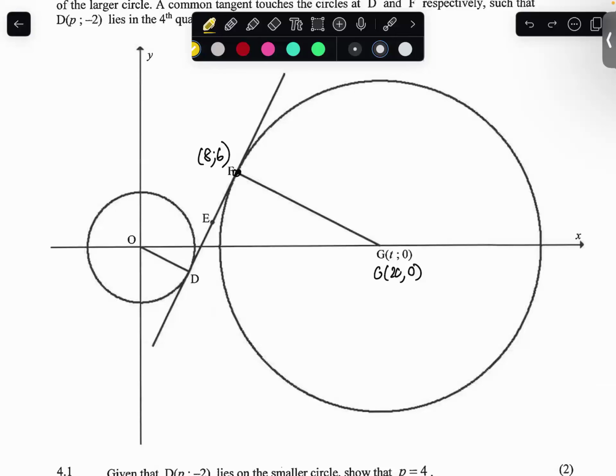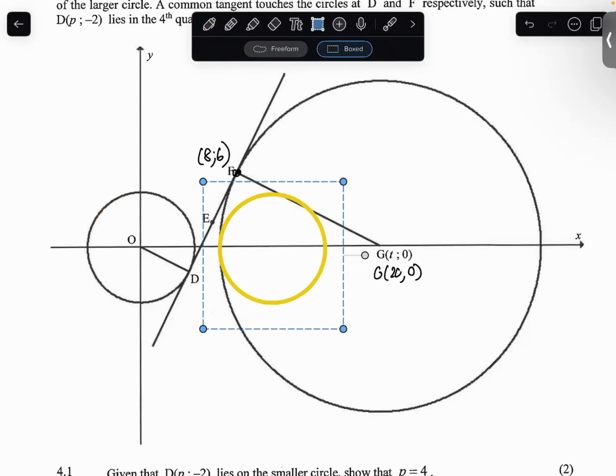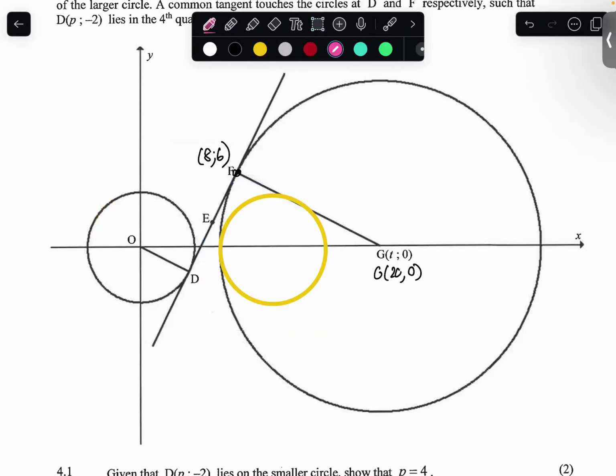I'm going to do this by just brute force. So this is the smaller circle. In order for the smaller circle to touch the bigger circle internally, it needs to move. This point needs to lie on this point, right? So it needs to move like that. That will touch it internally, where this point now moves to that point.